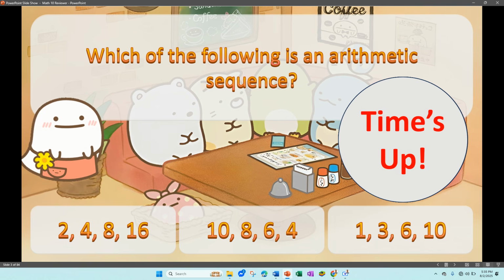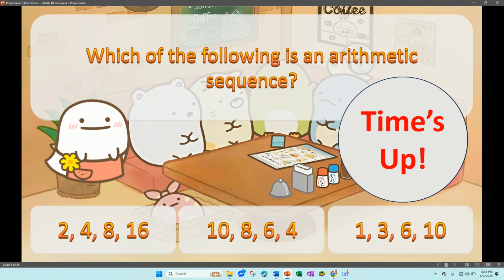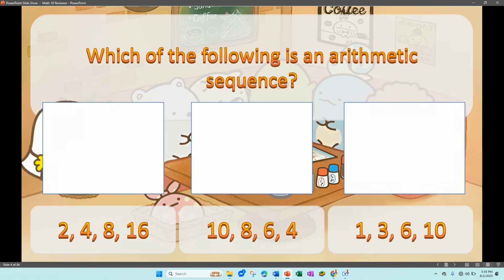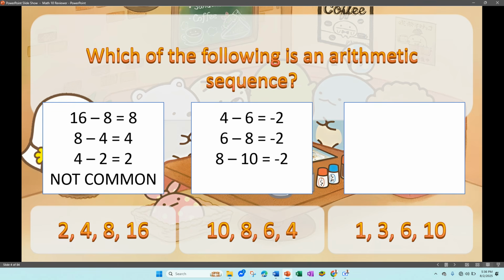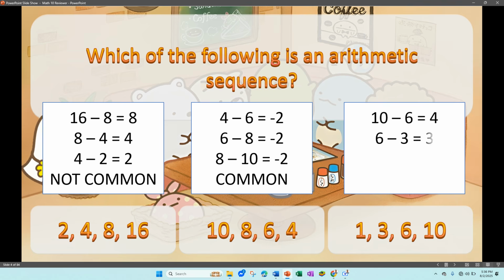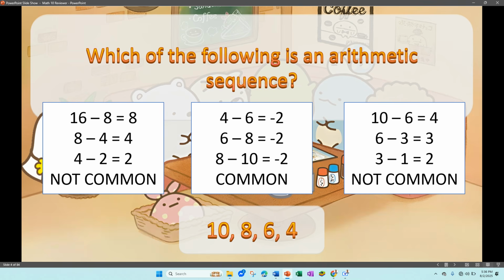So pag sinabi nating arithmetic sequence, dapat meron po tayong common difference. So para makuha po yun, aalamin po natin yung common difference ng bawat option. So in option number 1, the differences are 8, 4, and 2. We have no common difference. In option number 2, these are the differences. And nakikita naman natin that meron po tayong common difference na negative 2. And sa last option naman, differences are not common. Therefore, the correct answer is option number 2. 10, 8, 6, 4 is an arithmetic sequence.